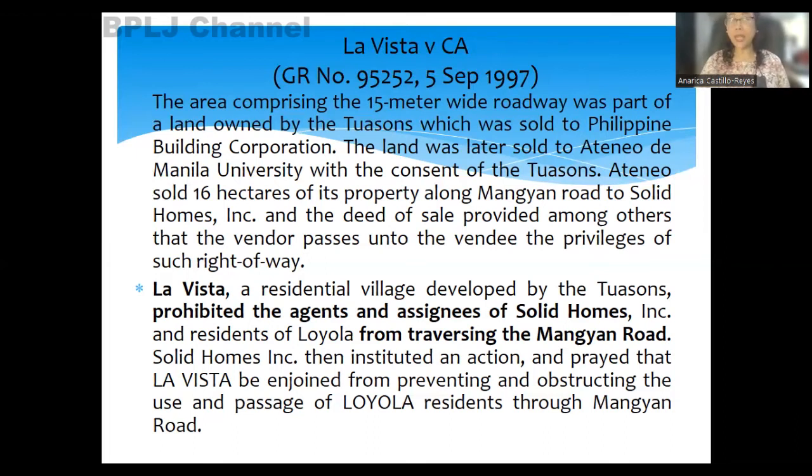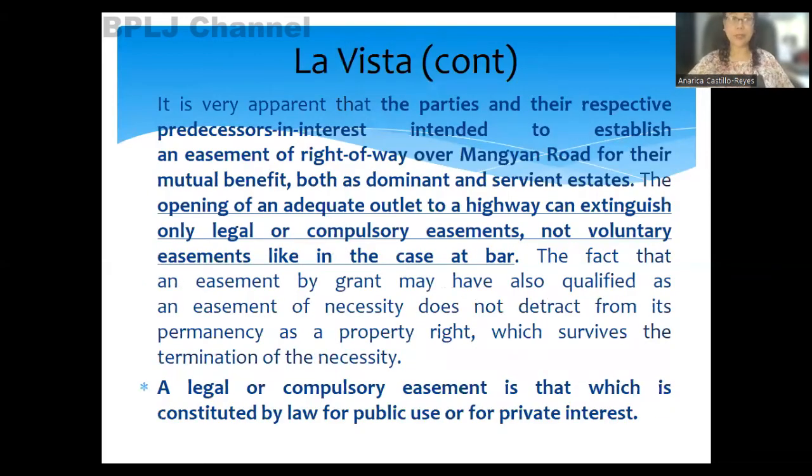And the deed of sale provided, among others, that the vendor can pass unto the vendee the privileges of such right of way. In between the village as well as the school of Ateneo is the Mangyan Road, one half of which belongs to Ateneo, one half of which belongs to La Vista. The parties and their respective predecessors in interest intended to establish an easement of right-of-way over Mangyan Road for their mutual benefit, both as a dominant and servient estates.